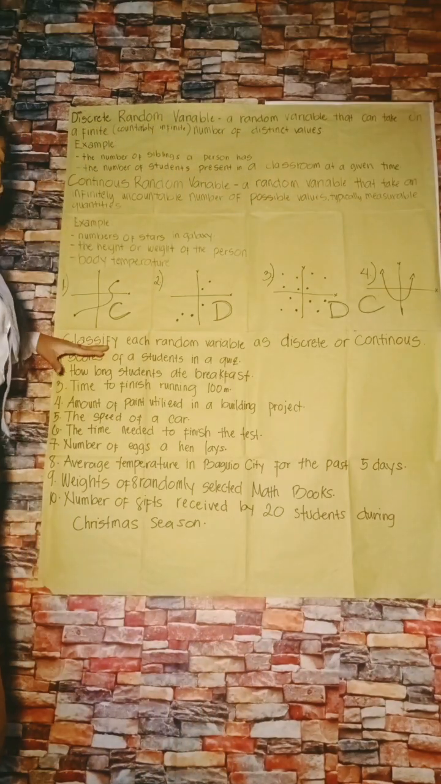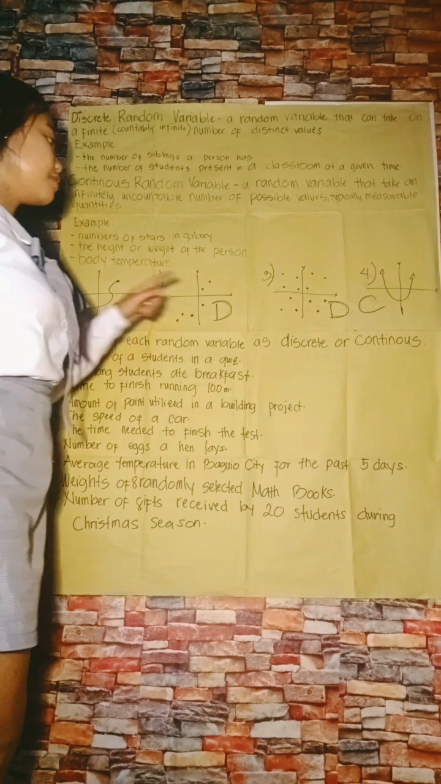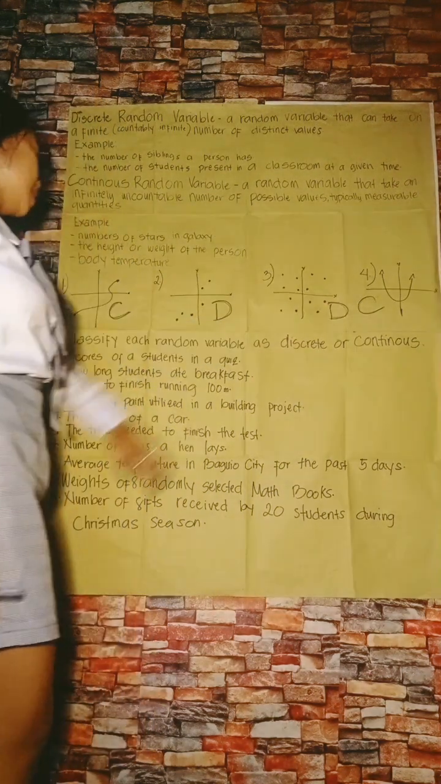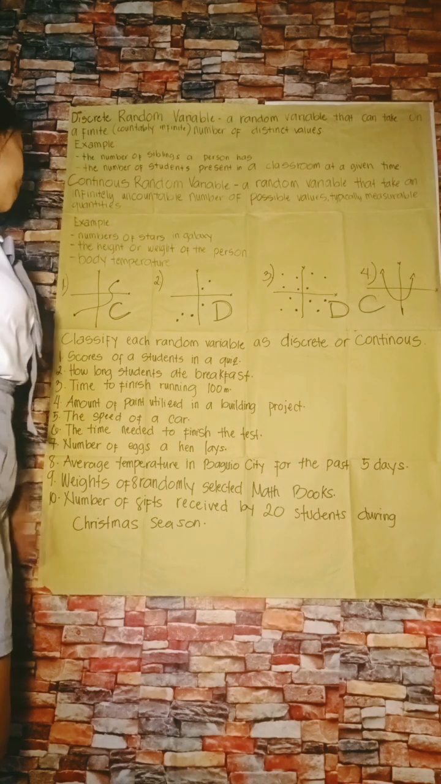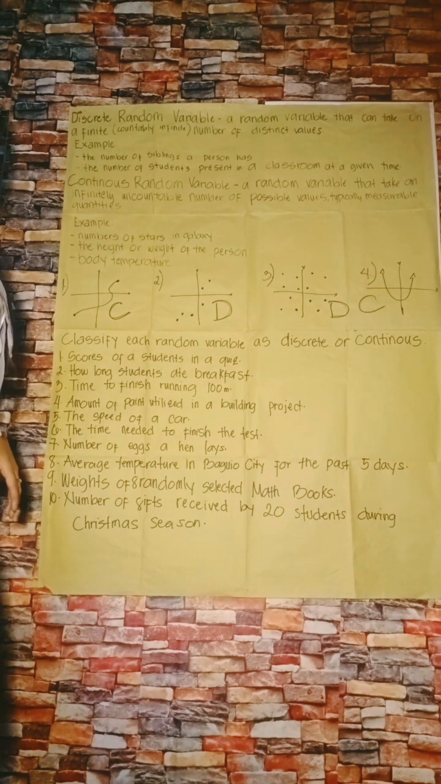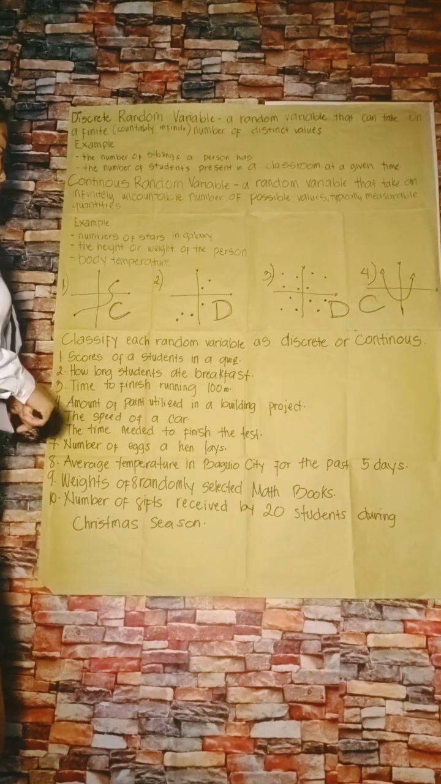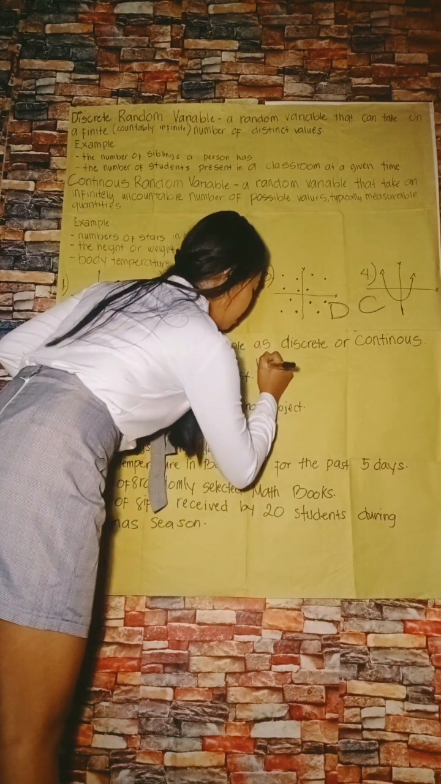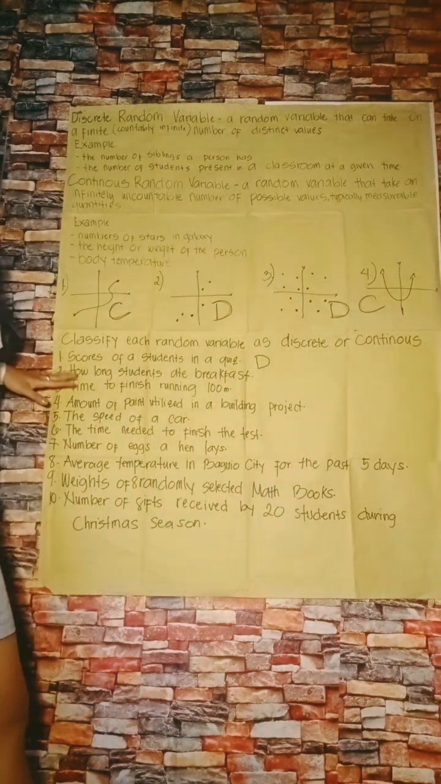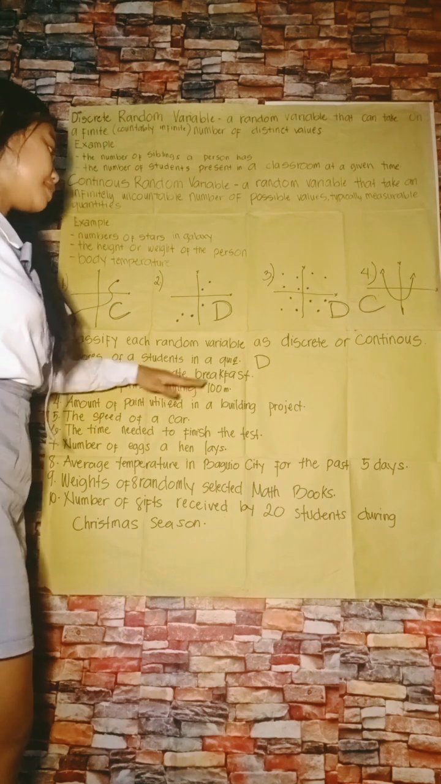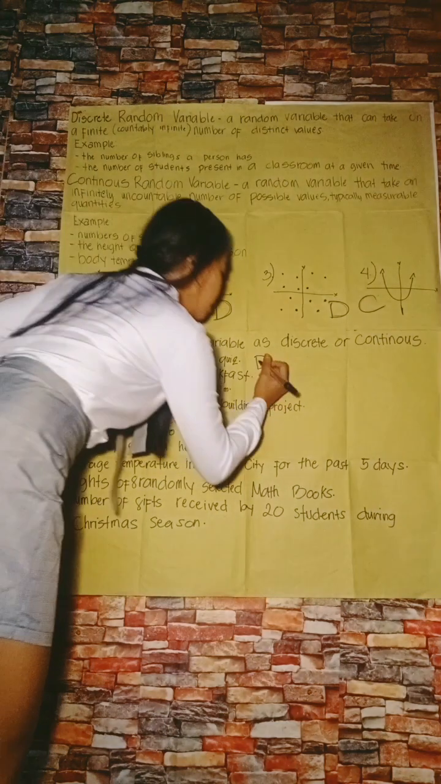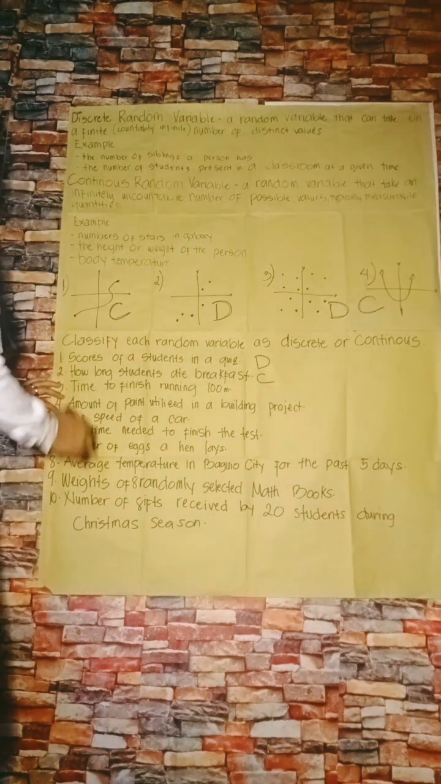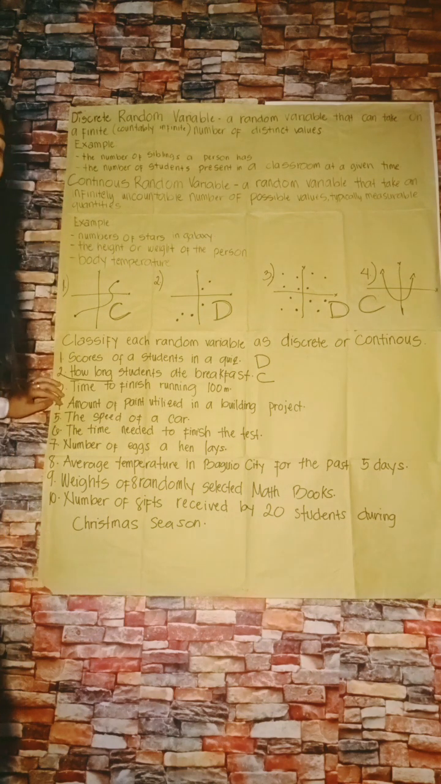Let us proceed here. Classify each random variable as discrete or continuous. We have here number 1. Scores of students in a quiz. Is it discrete or continuous? It is discrete. Number 2. How long students ate breakfast? Is it discrete or continuous? It is continuous. Why? From the words how long, it talks about time.